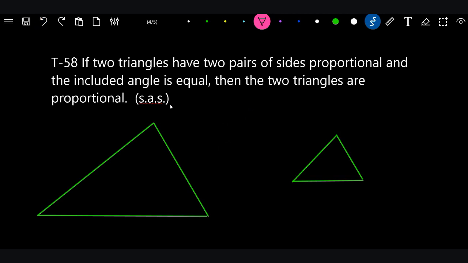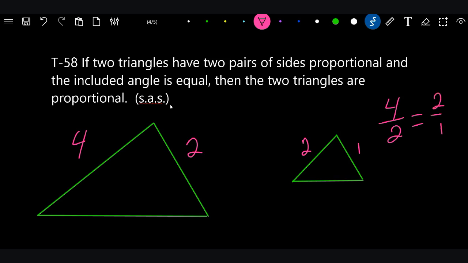All right. So if I have two triangles that have two pairs of sides proportional. So let's just do that. Let's put this, I'll make some easy proportions here. We'll call this 4 and we'll call this 2. We'll call this 2 and we'll call this 1. So I'm using these two as the proportional sides. So we could say 4 over 2 equals 2 over 1.